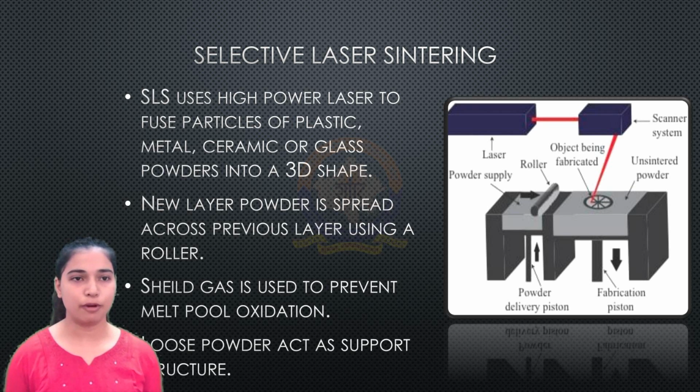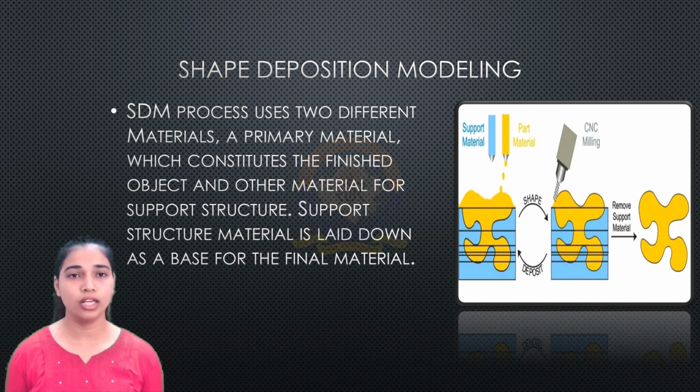Next is shape deposition manufacturing. It is one of the developing RP techniques wherein simultaneous fabrication and assembly of mechanisms is possible. The SDM printer uses two different materials, a primary material which constitutes the finished object and a supporting material. The supporting material is laid down as a base for a final material. The final material is then laid on top of the base.